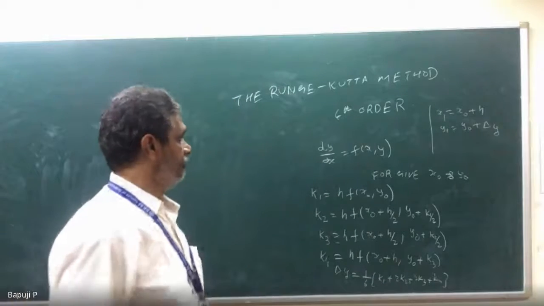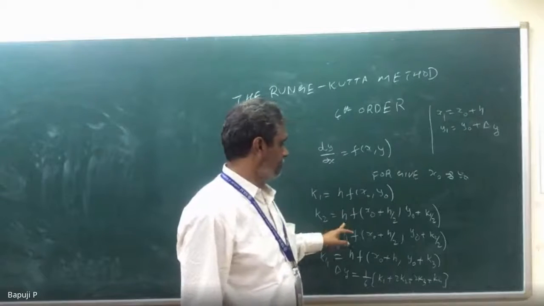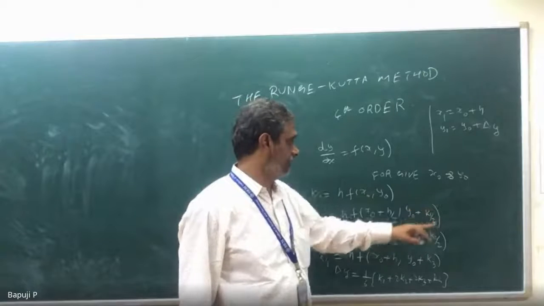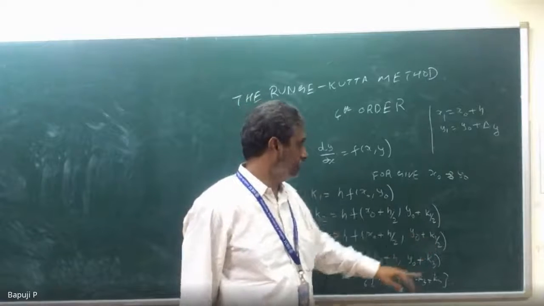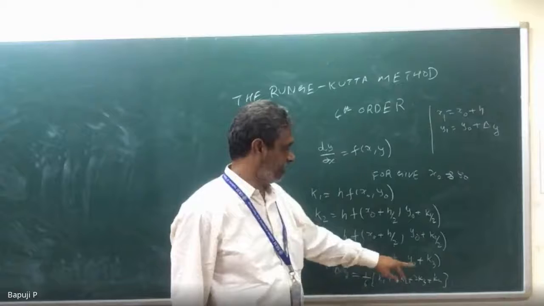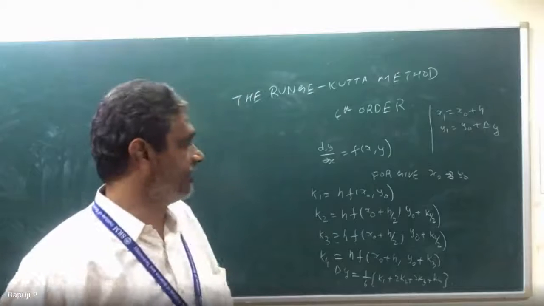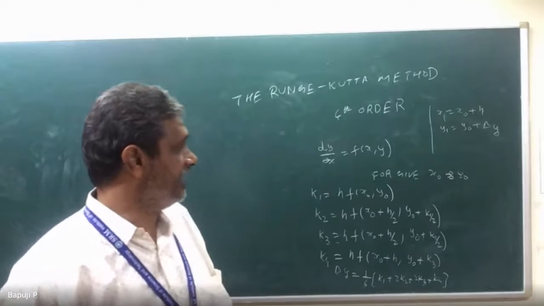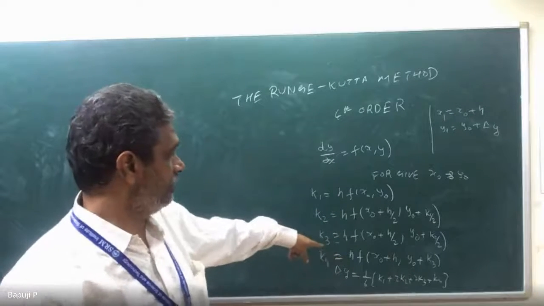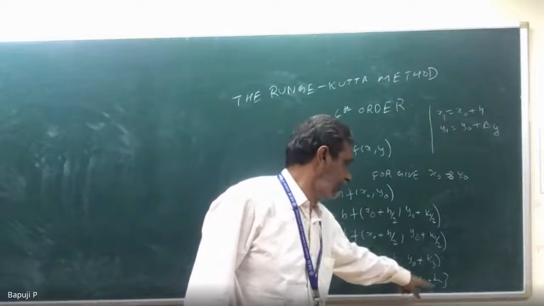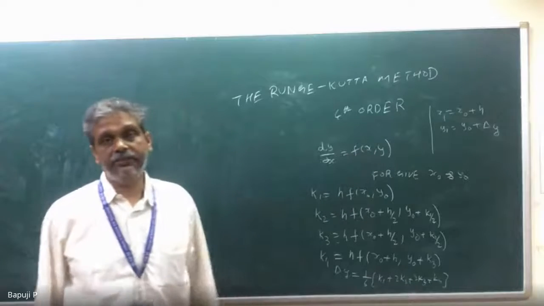So to find y1, k1 is equal to what? h into f of x naught, y naught. k2 is equal to h into f of x naught plus h by 2, y naught plus k1 by 2. k3 is equal to h into f of x naught plus h by 2, y naught plus k2 by 2. k4 is equal to h into f of x naught plus h, y naught plus k3. Then how will you find delta y? 1 by 6 of k1 plus 2k2 plus 2k3 plus k4. Once you get delta y, y1 is equal to what? y naught plus delta y.